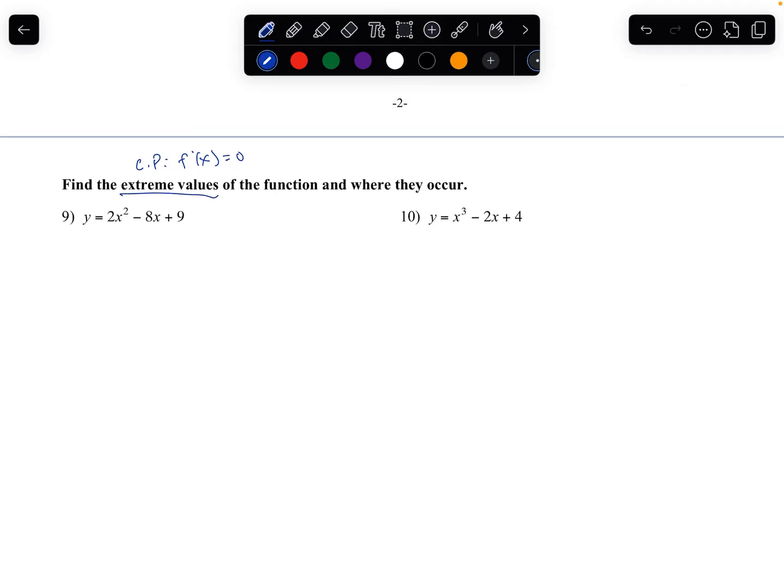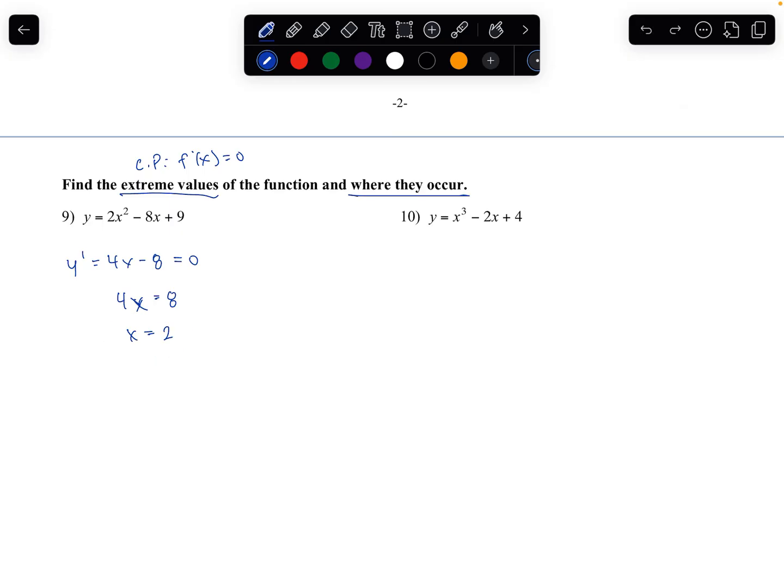So let's find the derivative. y prime is going to be equal to 4x minus 8, and we're going to set that equal to 0. So 4x is going to be equal to 8. Therefore, x is going to be equal to 2. So where do they occur? That's at x equals 2.